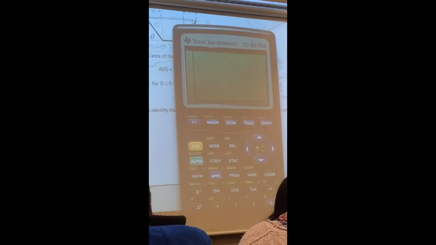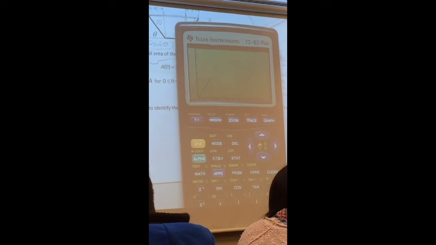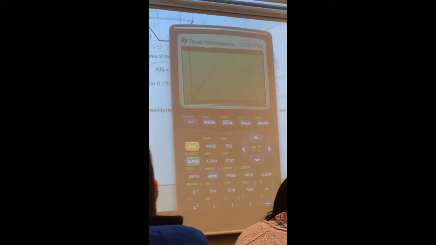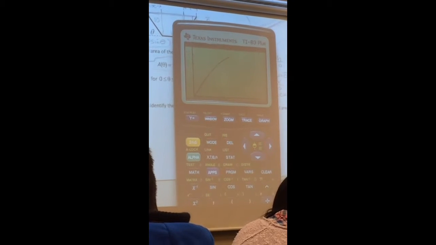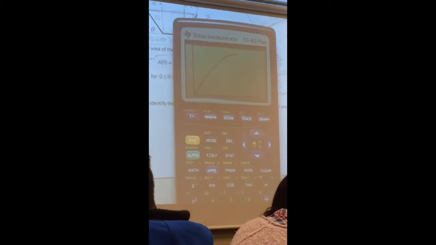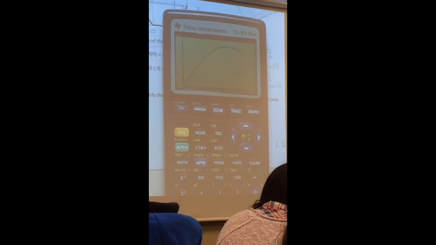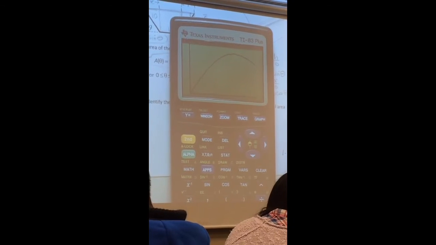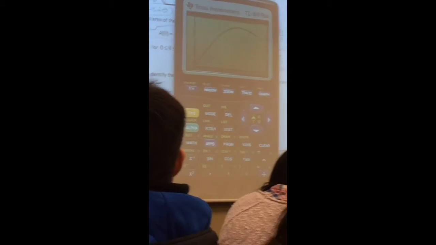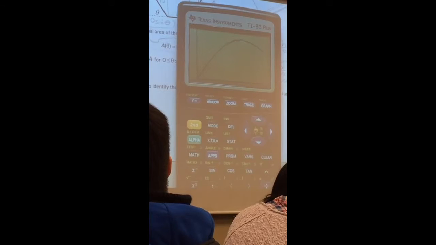Okay, here's the graph, and so this is where we were yesterday. This problem you'll return to in calculus and you'll find the exact solution. You're just approximating the solution.